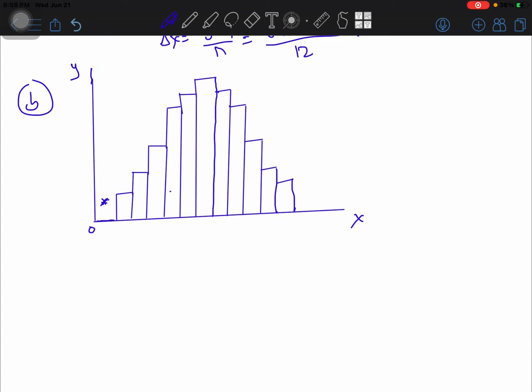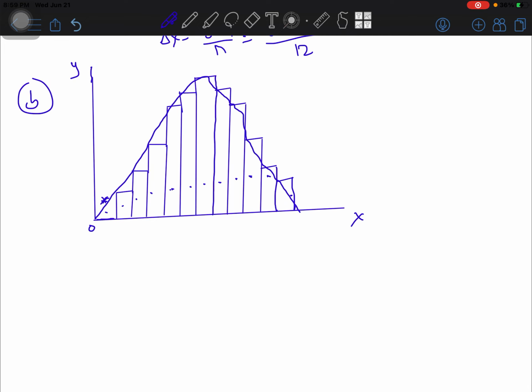So now let's count our rectangles. We have 1, 2, 3, 4, 5, 6, 7, 8, 9, 10, 11, 12. Right, so currently we have 12 rectangles, and you need to remember that this is our graph. The graph is supposed to pass through here. Sorry for not drawing the graph. Yeah, so that's a curve like that, and from there we have our 12 intervals. You can just label it if you want.